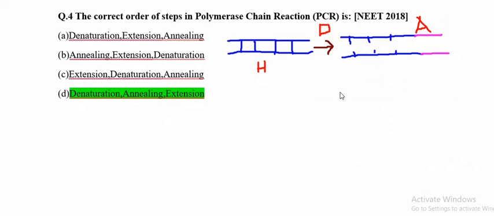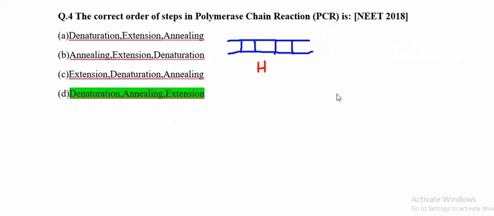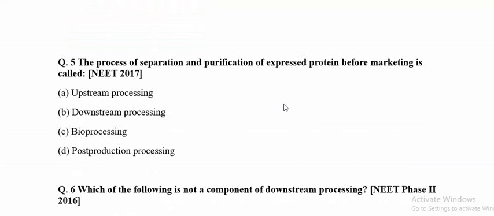So this question came in 2018. This is a very basic, very conceptual question. And question number 5: the process of separation and purification of expressed protein before marketing is called.